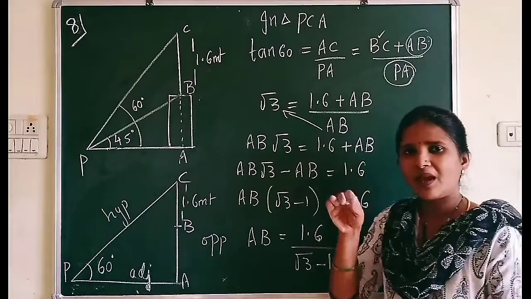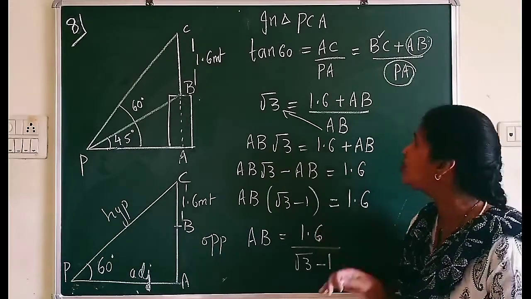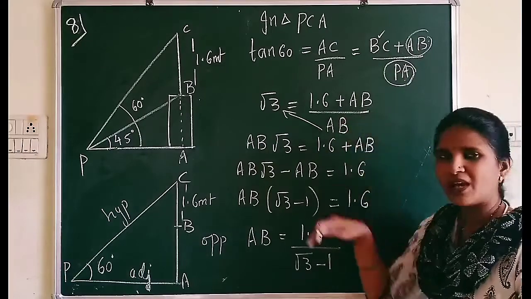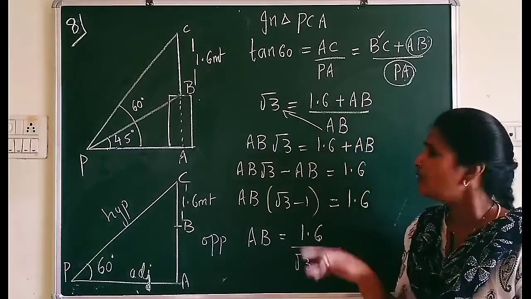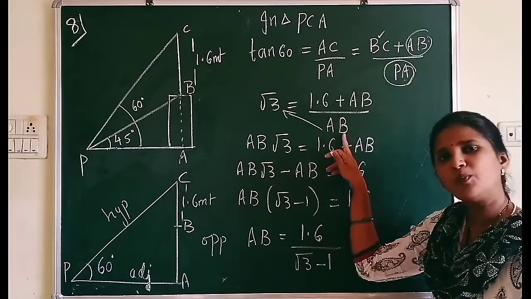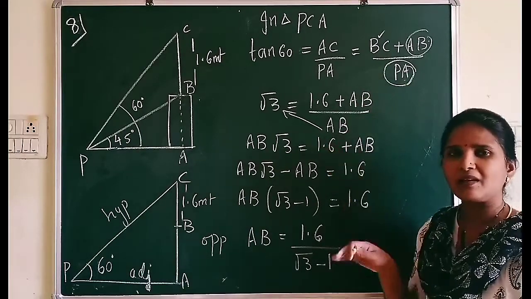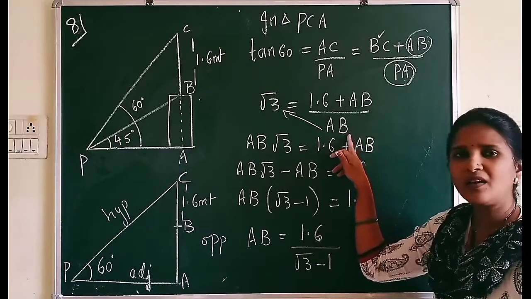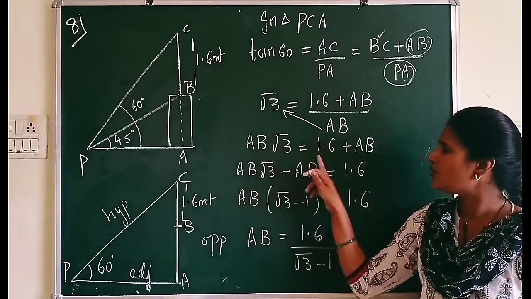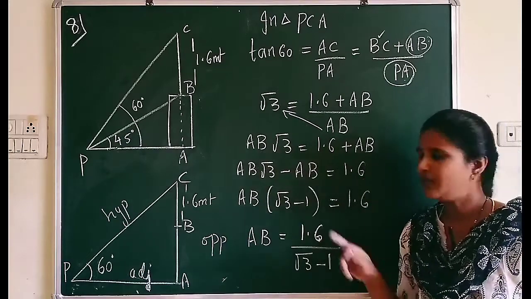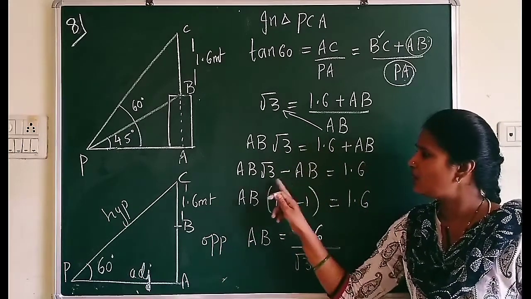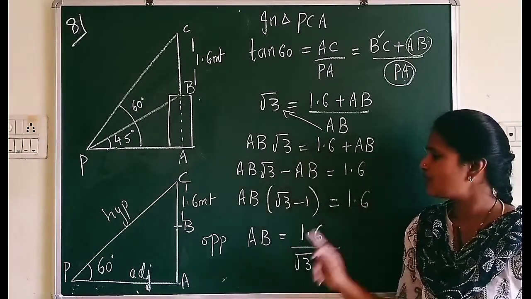From the first triangle, the small triangle, we proved that PA and AB both are equal. So don't write AB as PA, because we don't want PA. We want AB. So replace PA by AB, because we proved in the previous triangle that PA and AB both are equal. Now cross multiply. We get AB root 3 equals 1.6 plus AB.